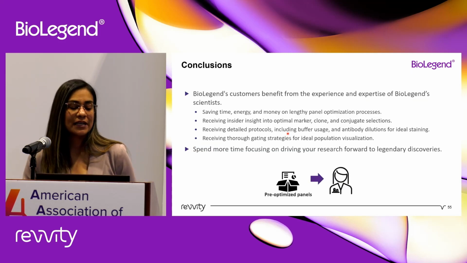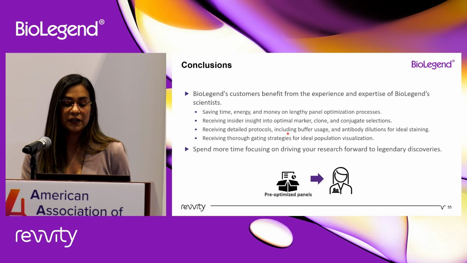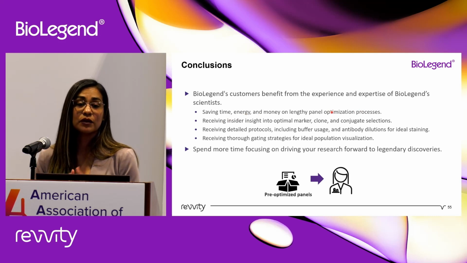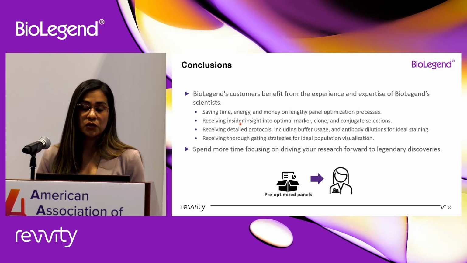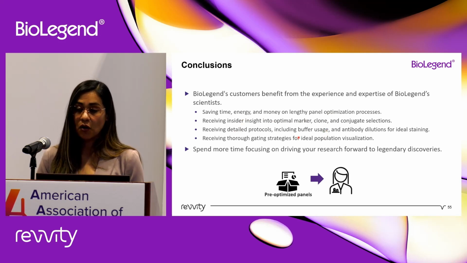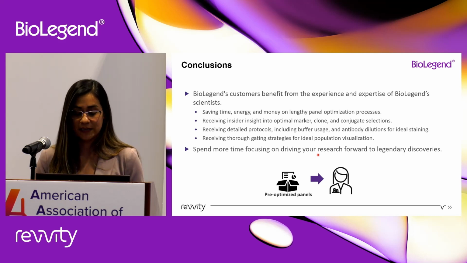And with that slide, I would like to conclude that BioLegend customers benefit from the experience and expertise of BioLegend scientists, as you can save time, energy, and money on optimizing your panels if you leave that part to us. And also, you can have insider insight on the most optimal panels, markers, clones, and conjugate selections. You are going to receive detailed protocols that include the best buffer usage, antibody dilution, and ideal staining conditions. And you can also receive gating strategies for ideal population visualization. That way, you can spend more time focusing on driving your research forward to legendary discoveries.